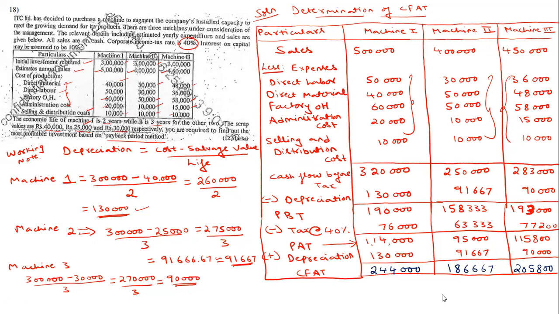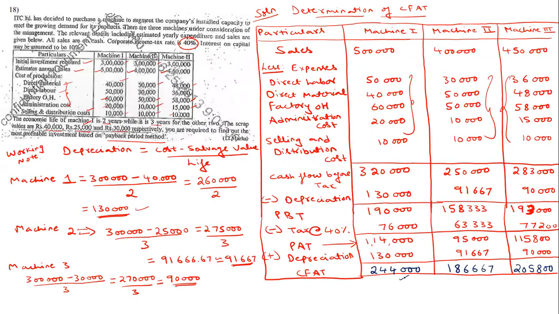You should be knowing what it is that you have to do with the CFAT. Once you get the CFAT, then the challenge is with you to calculate the payback period. I'm sure you will be aware of how to proceed with the payback calculation. So now let us proceed in terms of knowing the payback period for these machines. Right. With that information, let us proceed for payback period calculation for machine 1.